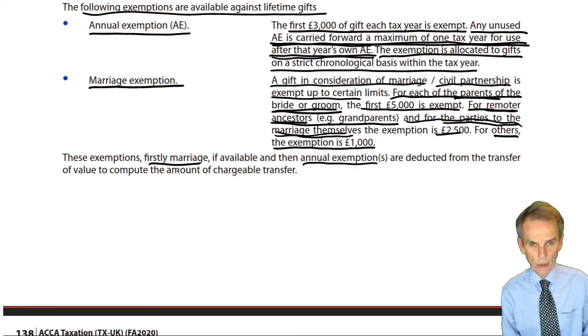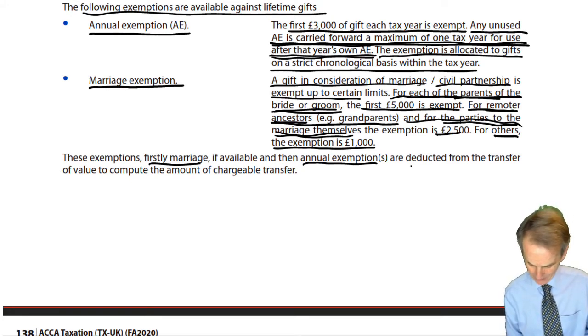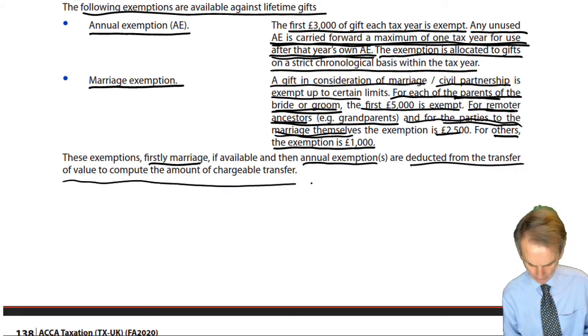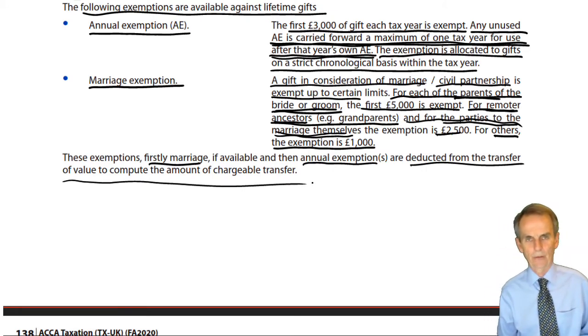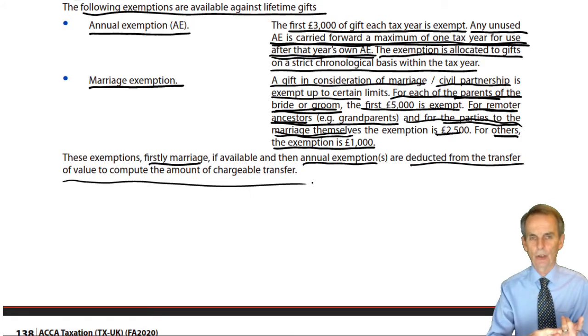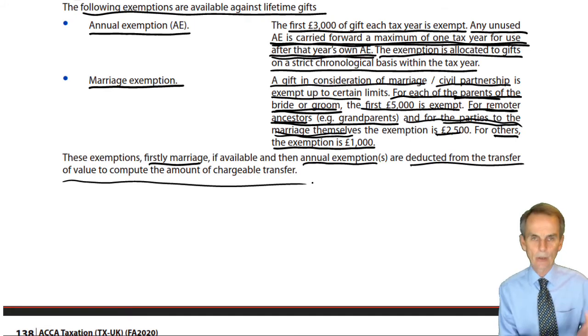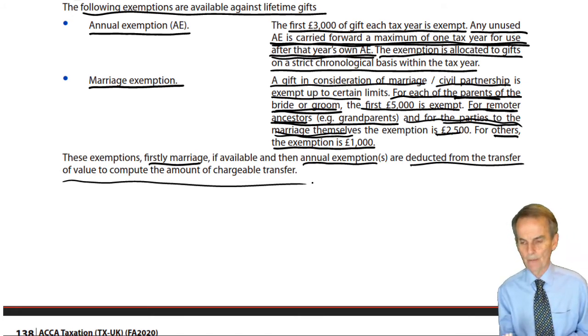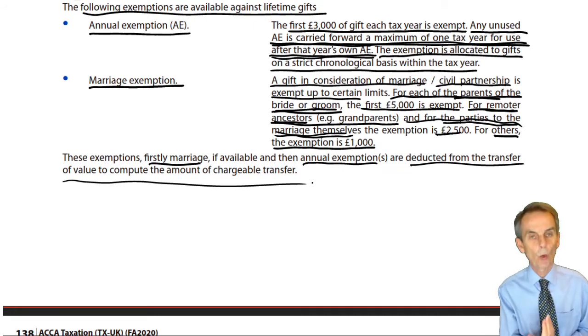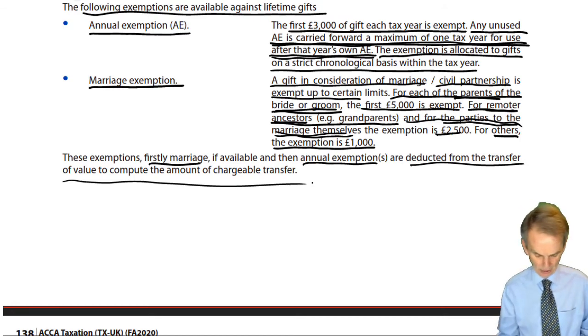So again, if it was a marriage, marriage first, then annual exemptions, as we just said, are deducted from the transfer of value to compute the amount of chargeable transfer. So before you can do any of the IHT computations, the lifetime transfers chargeable when made, the lifetime transfers chargeable on death, moving on to the death estate itself, you need to know for the lifetime transfers of value, whether PET or CLT, what is the chargeable transfer figure? What is the amount to be included within the relevant IHT computations?